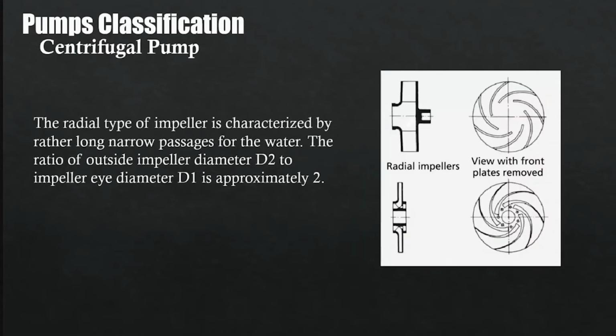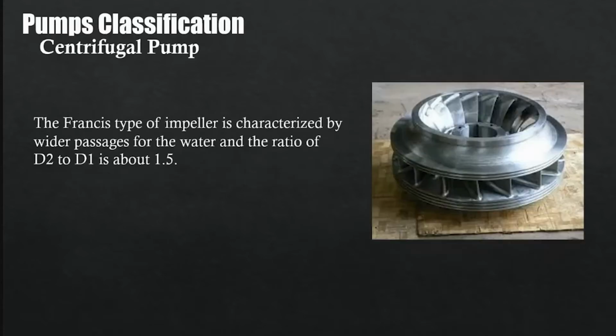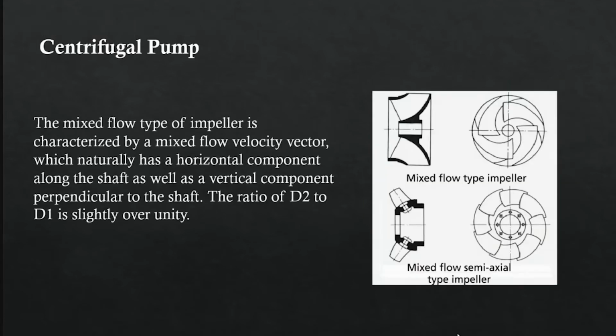The radial type of impeller is characterized by a rather long narrow passage for the water. The ratio of outside impeller diameter, or D sub 2, to impeller eye diameter, D sub 1, is approximately 2. The Francis type of impeller is characterized by a wider passage for the water, and the ratio of outside impeller diameter to impeller eye diameter is about 1.5.